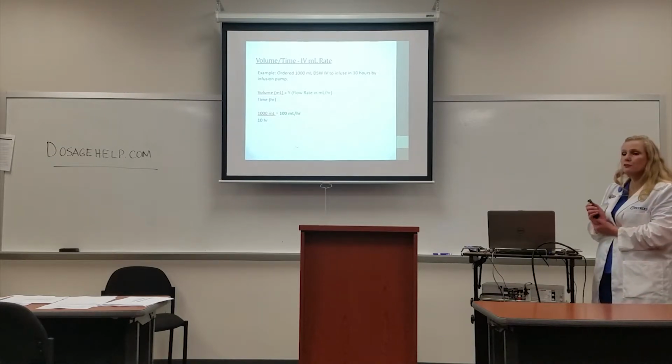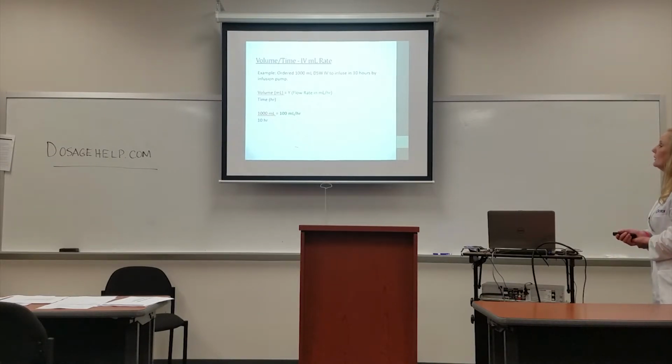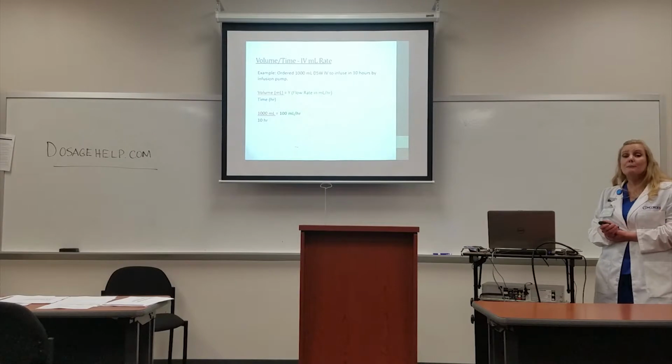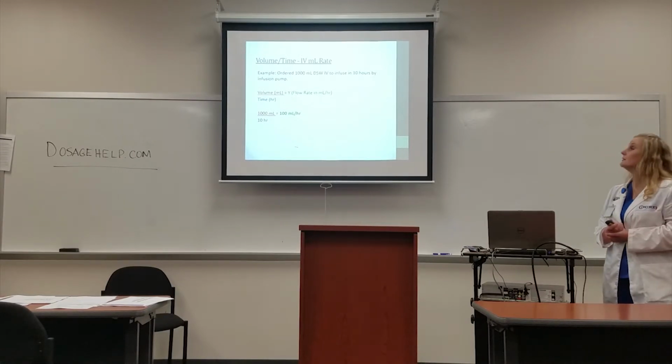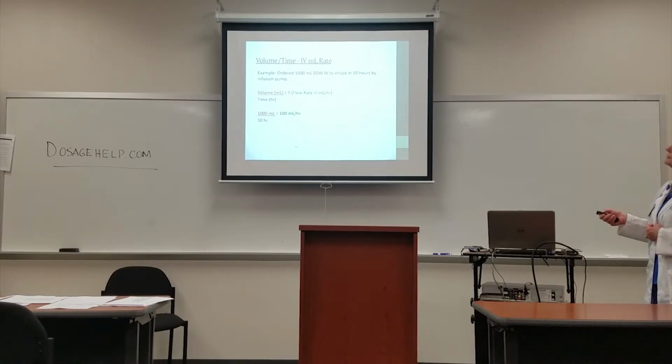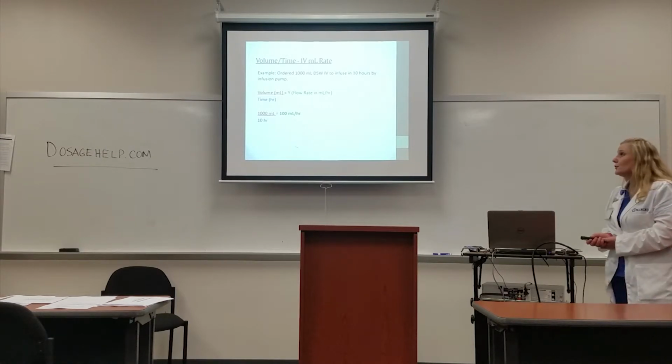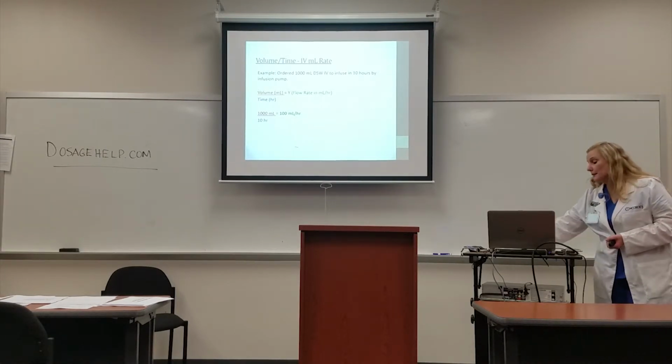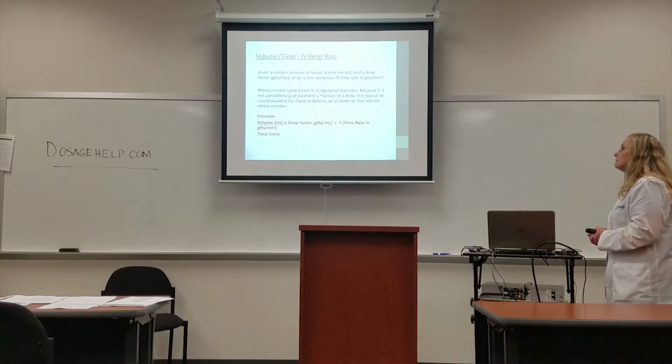So when you see infusion pump, that's usually electronic, just FYI. So I have my volume is 1,000 mLs. My time is 10 hours. I don't have to calculate because it's already in hours, because my formula says time in hours, so it's already figured out for me. But if this was in minutes, then I would have to do that extra step before I even started my formula. So 1,000 mLs divided by 10 hours equals 100 milliliters per hour.